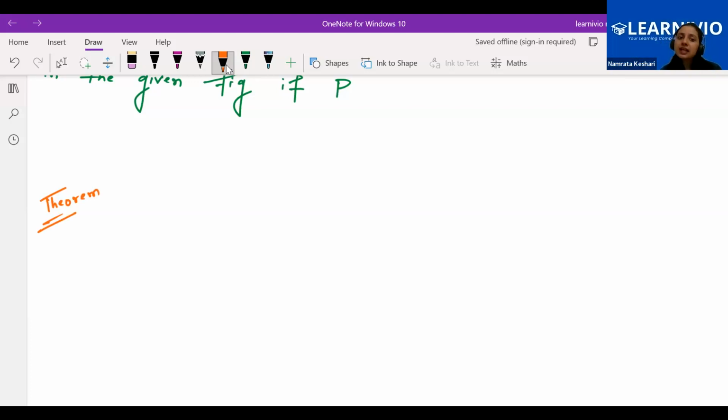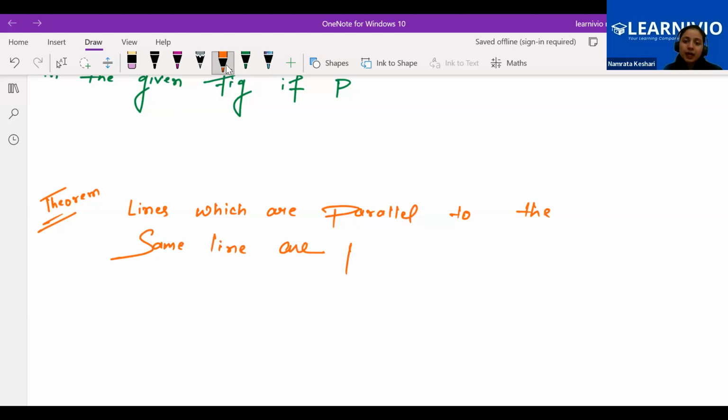The theorem says, I'm writing the statement as it is, then we will try understanding the statement. So the statement says that lines, okay, more than one line is there, that's why lines, which are parallel to the same line are parallel with each other. Let's try to understand this theorem.